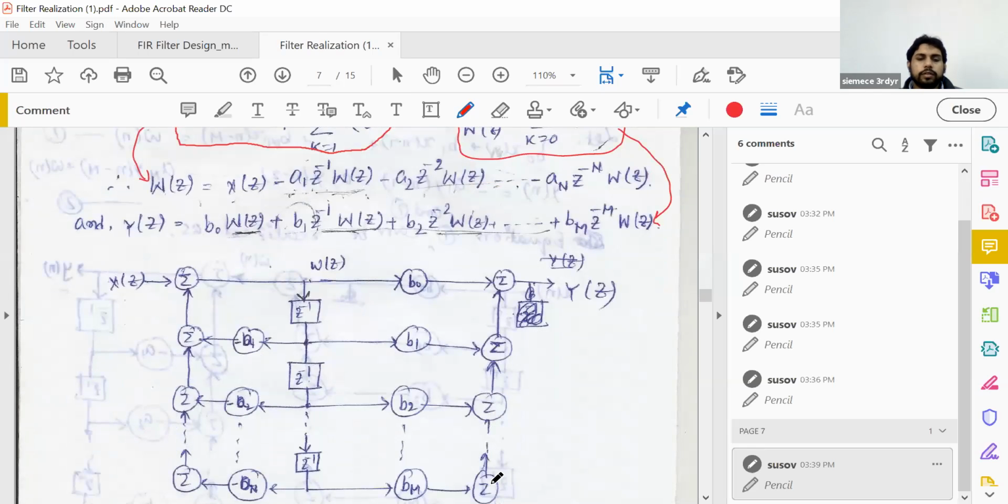Now I will realize these two equations. First of all, what is X of z? Then we have W of z to the power z. So W of z is delayed. See, W of z is delayed here. That is why I take W of z and it will be delayed. Okay. So what is that? This is W of z.